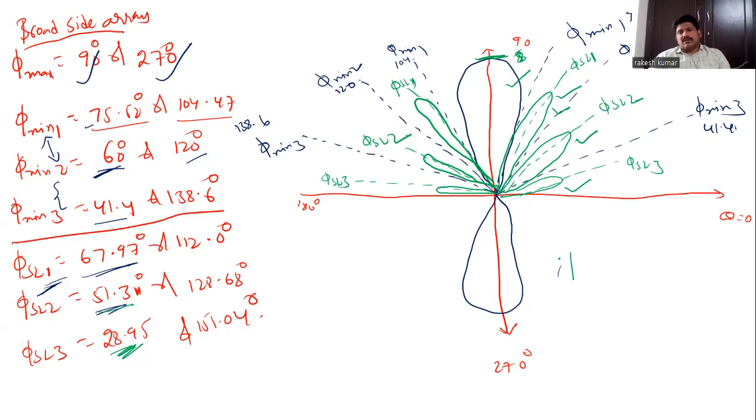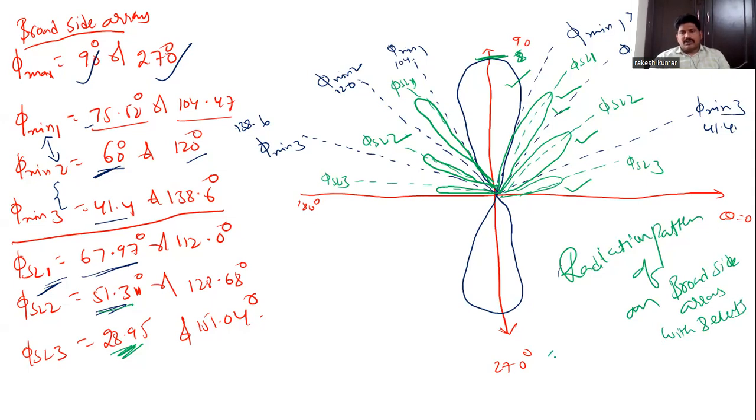So this is the radiation pattern of a broadside array. Broadside array with how many elements? With 8 elements, and the spacing, what is the spacing? Spacing d is equal to lambda by 2. So this is how we will do the problem on broadside array.